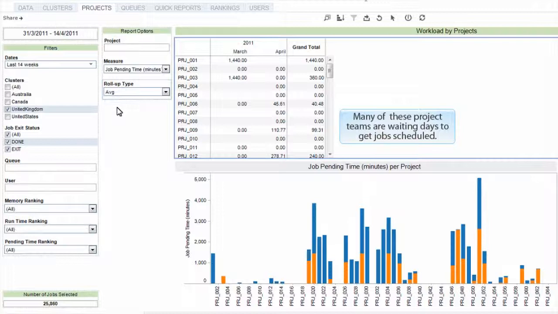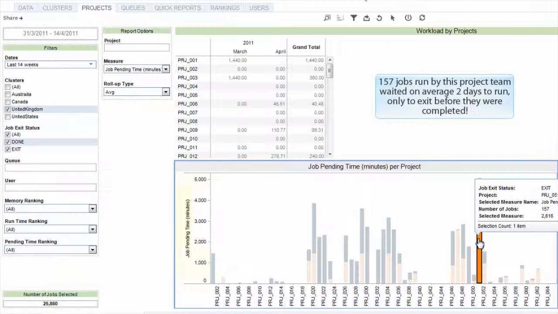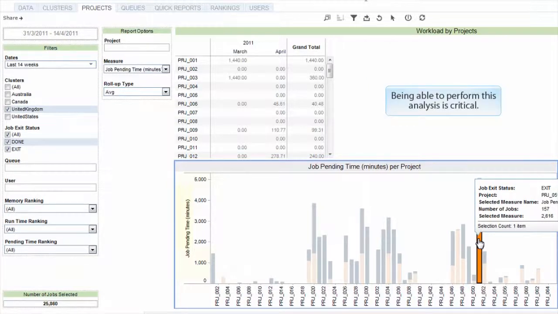No surprise, but many of these project teams are waiting days to get jobs scheduled. 157 jobs run by this project team waited on average 2 days to run, only to exit before they were completed. Being able to perform this kind of analysis is critical. We could easily reach incorrect conclusions and make bad planning decisions if we didn't understand what was happening with these jobs and who they belong to.